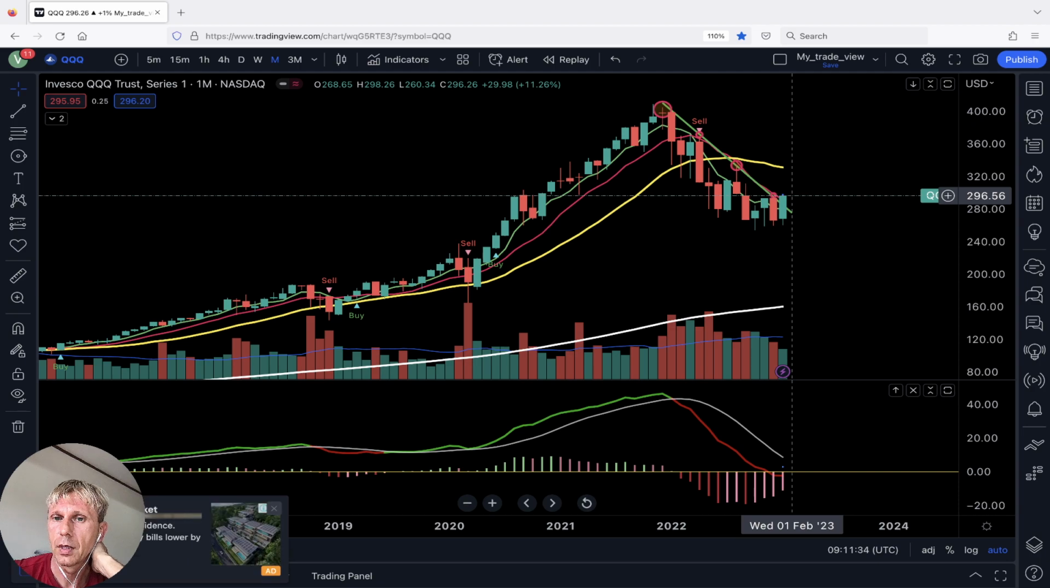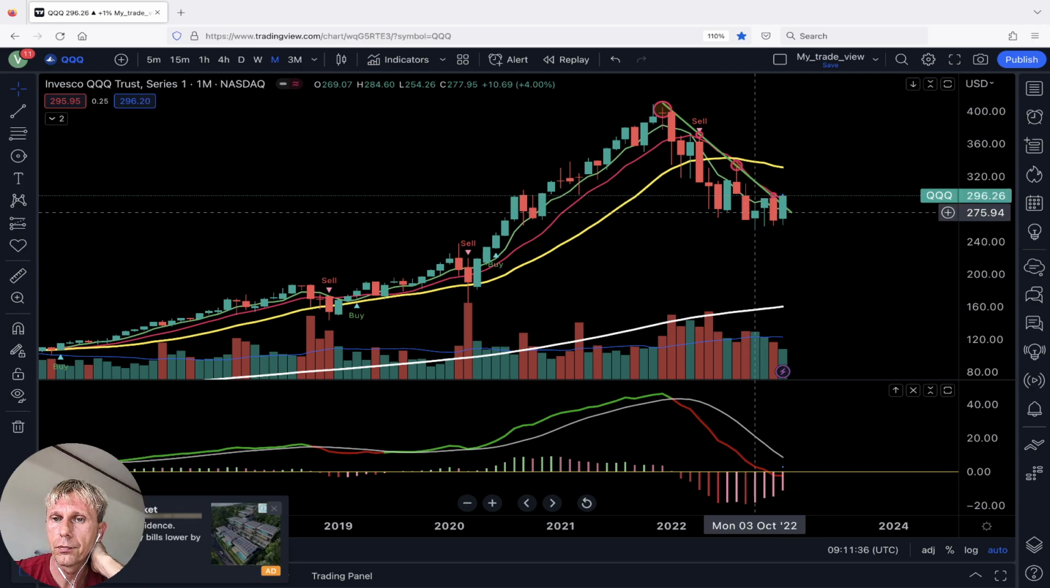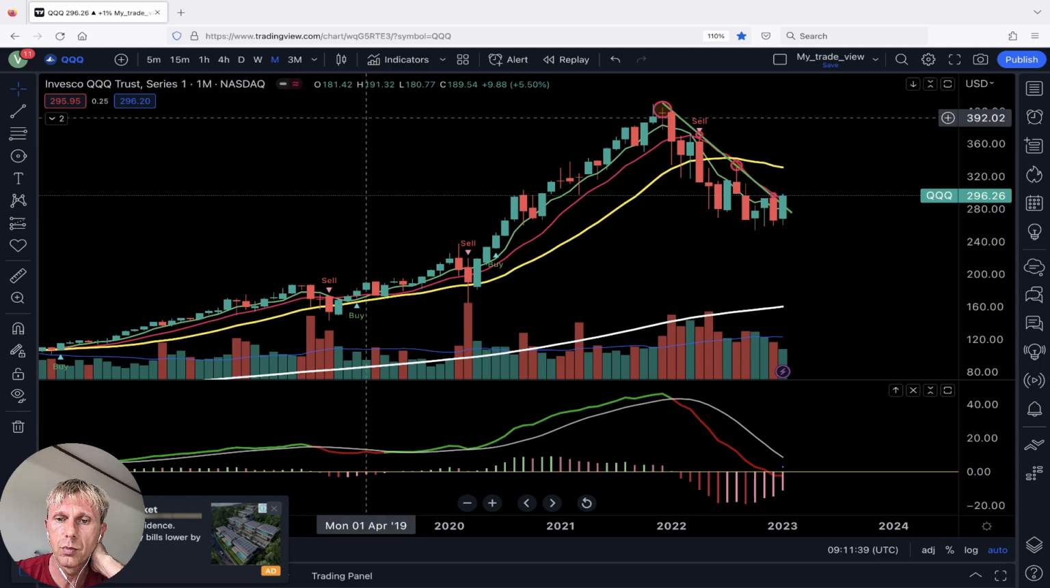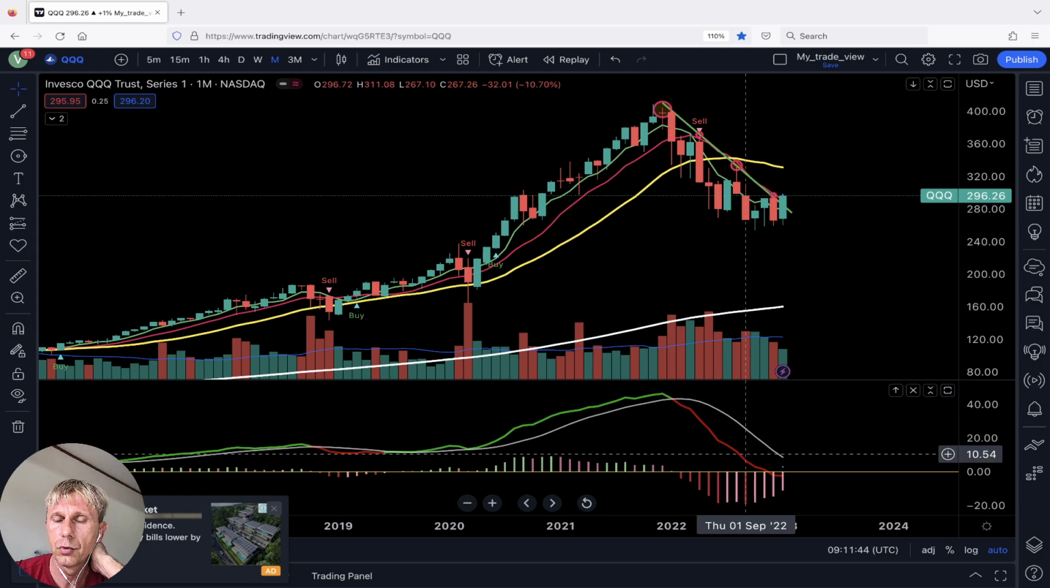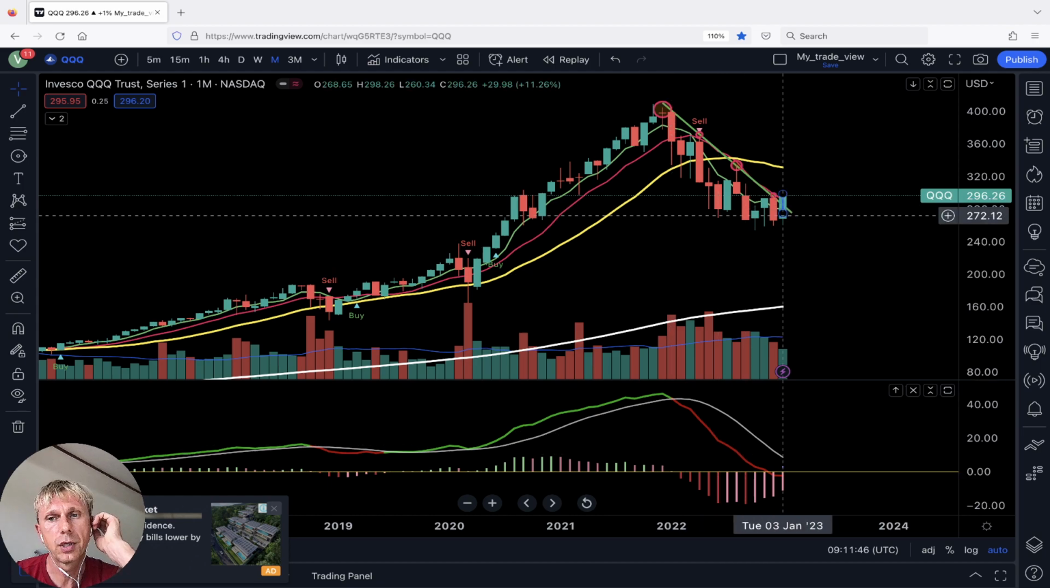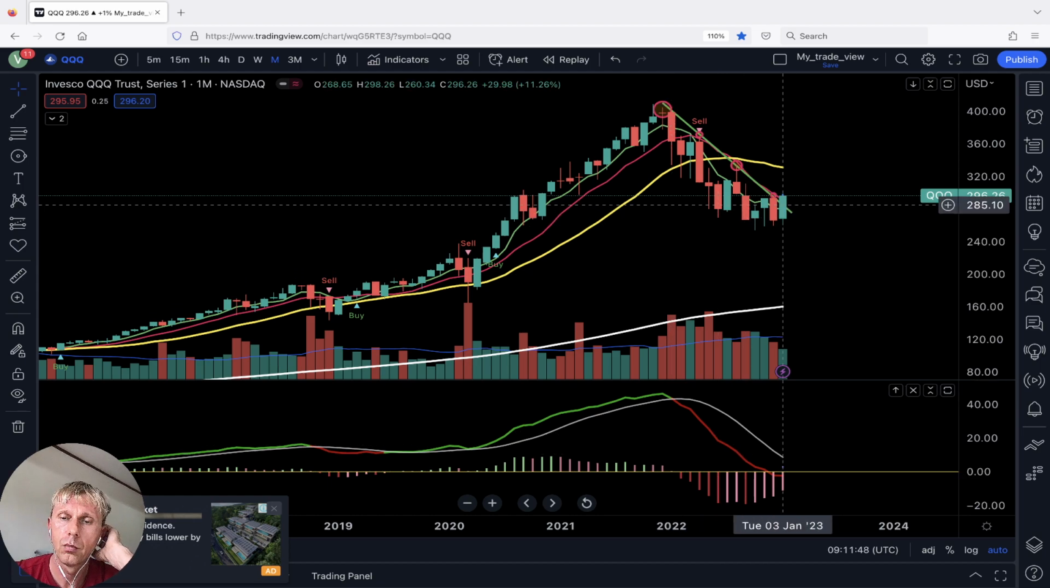We'll see. It's still a bearish trend, right? Bearish trend on MACD, no changes. Still bearish trend, even though we have a bullish green bar. Still bearish trend on the monthly time frame.